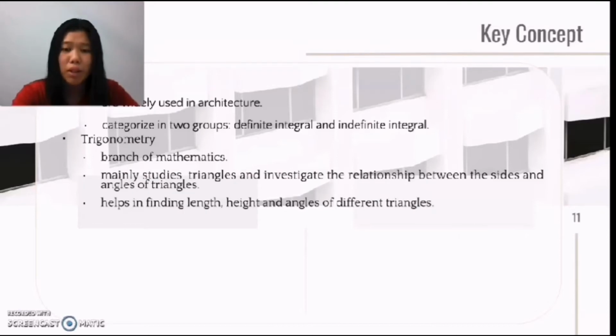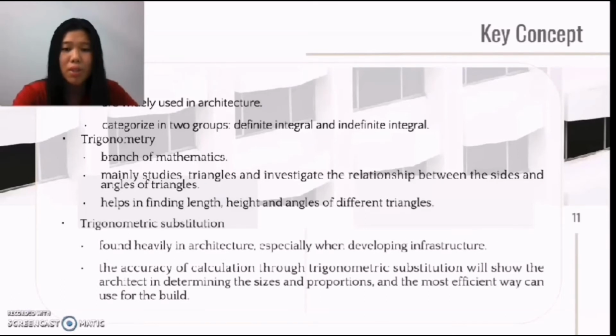Trigonometry is a branch of mathematics that mainly studies triangles and investigates the relationship between the sizes and angles of the triangles. Hence, trigonometry helps in finding the length, height, and angles of different triangles and is used a lot in real-life applications. Trigonometric substitution falls heavily in architecture, especially when developing infrastructure that fulfills customers' needs and calculating the amount of certain material needed. The accuracy of calculation through trigonometric substitution will help the architect in determining the sizes and proportions, and the most efficient way to use them.